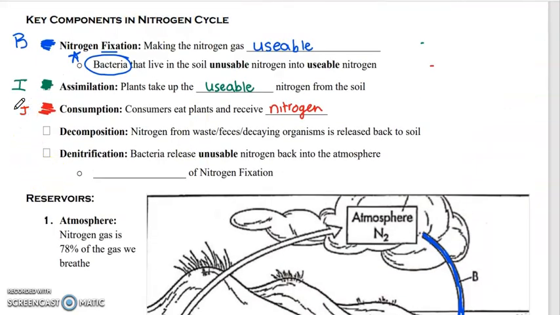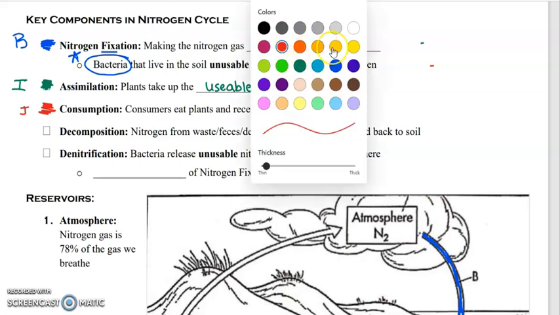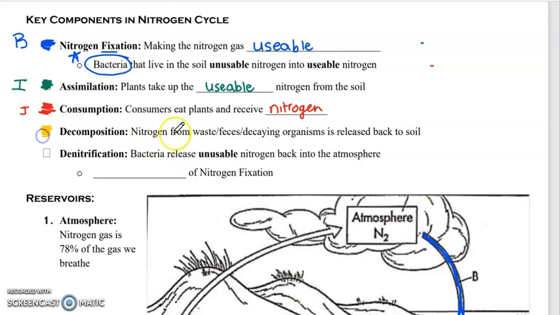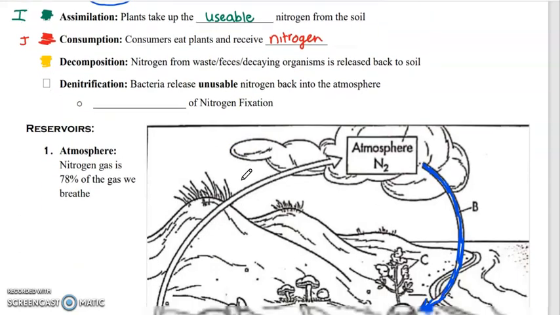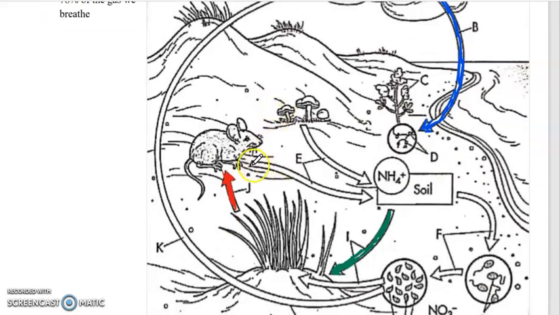It's a cycle, right? We've brought in the nitrogen from the atmosphere via bacteria, making it usable, nitrogen fixation. It's moved to plants through assimilation, to animals through consumption. So now we have to bring it back to the soil, and that will be our process of decomposition. Decomposition is when nitrogen from waste, feces, and decaying organisms is released back to the soil and broken down. I think we have a few arrows showing that process. Maybe this arrow E is showing us some waste products from the mouse. Maybe these mushrooms are representing a little bit of decomposition. So that would be arrow E.